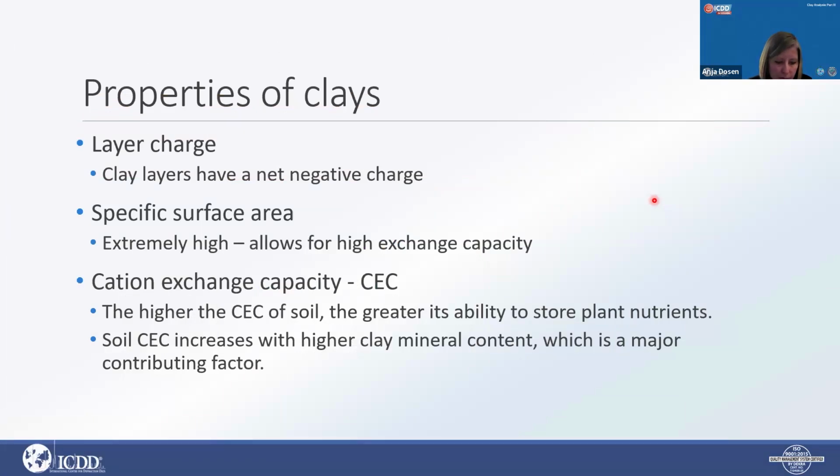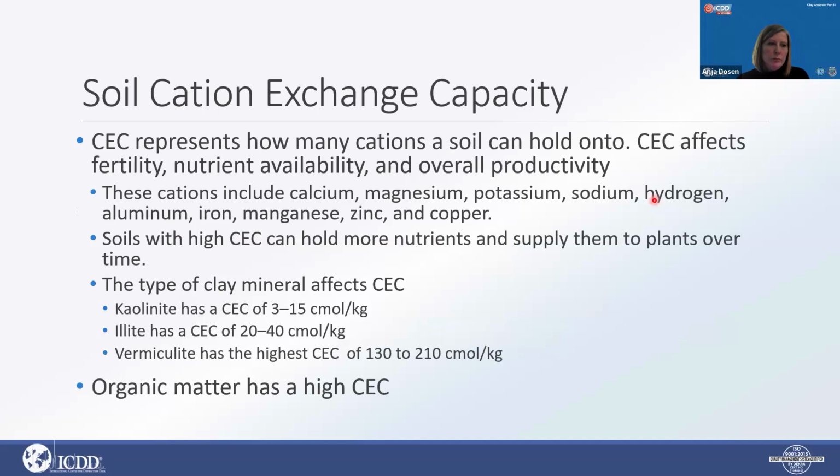As you can imagine, since they are sheet silicates, they have a very high specific surface area, which allows for high cation exchange capacity. And a cation exchange capacity is an important property of soils. These are a lot of times dependent in a way on the amount and type of clay minerals. So cation exchange capacity represents how many cations a soil can hold on to. That is related to fertility of soils and nutrient circulation.